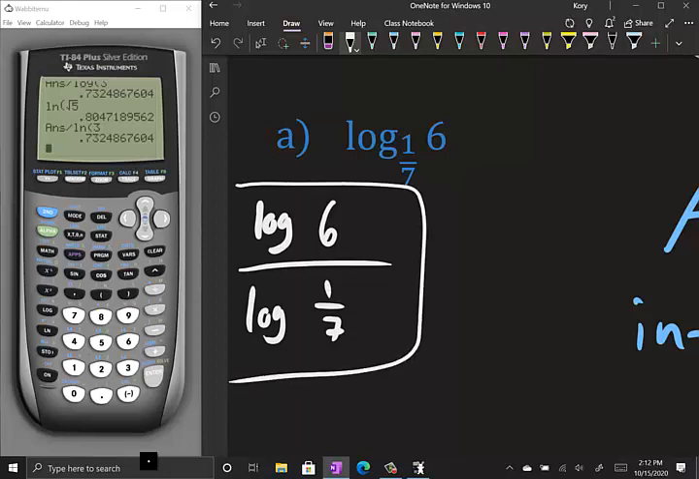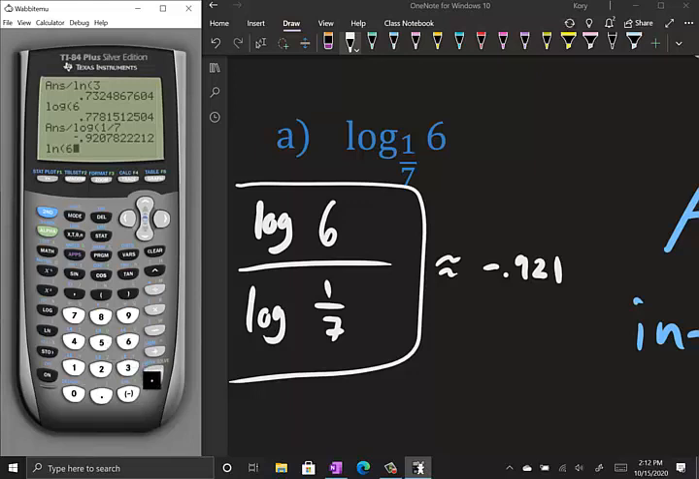If we want to plug this into our calculator, so log 6, enter, divided by log 1/7, enter, and we get our answer of negative 0.921. So it's approximately negative 0.921. If you wanted to use ln, you can still use ln. So ln 6, enter, divided by ln 1 divided by 7, enter, and we get the same exact answer.